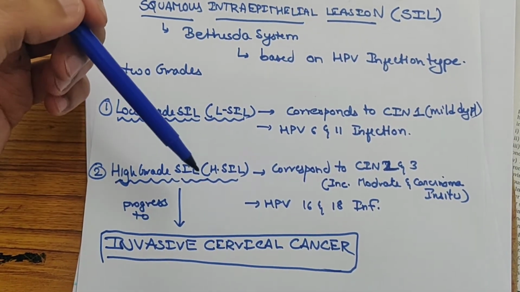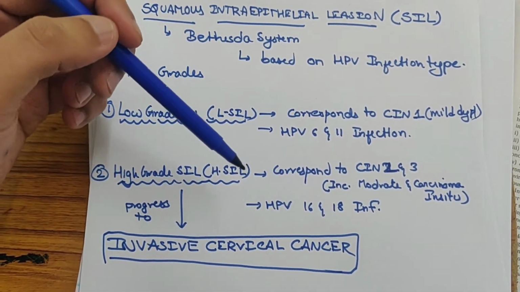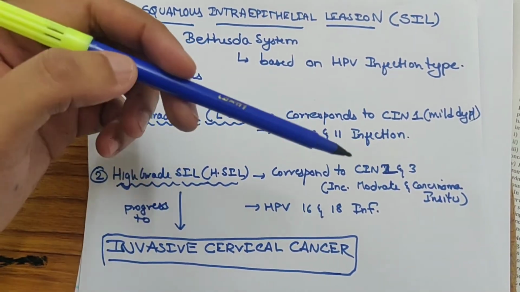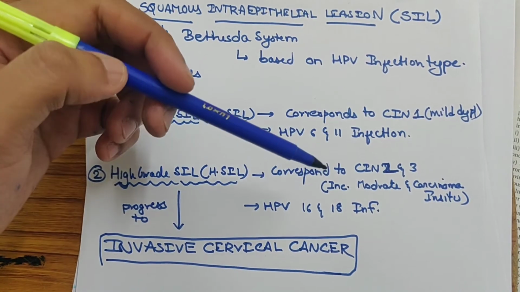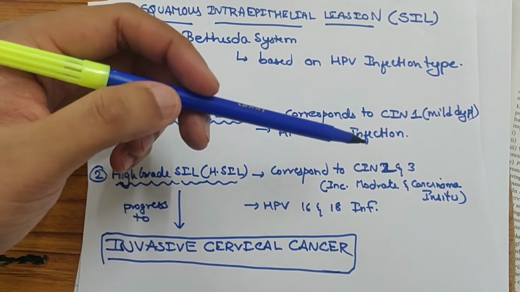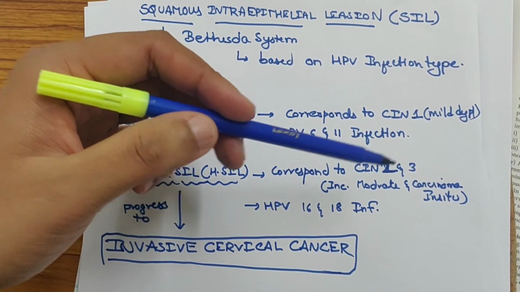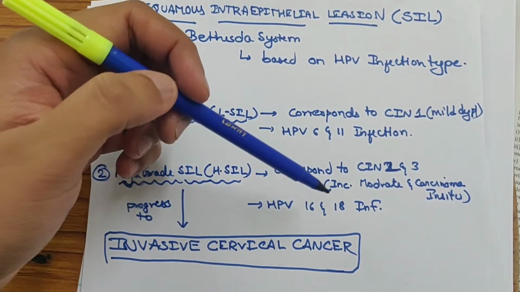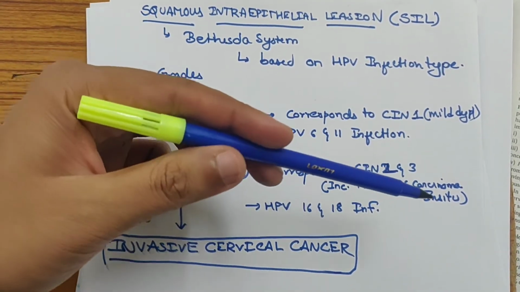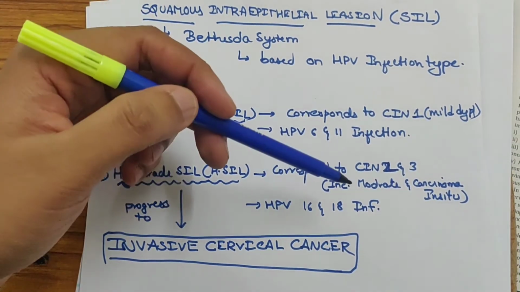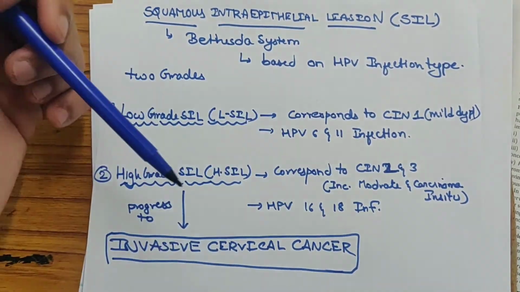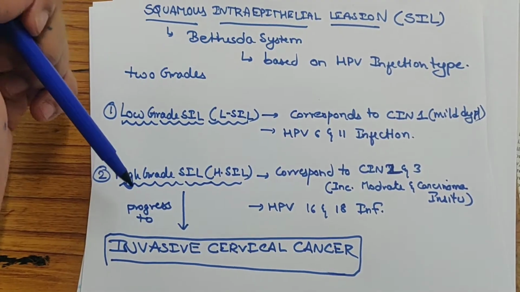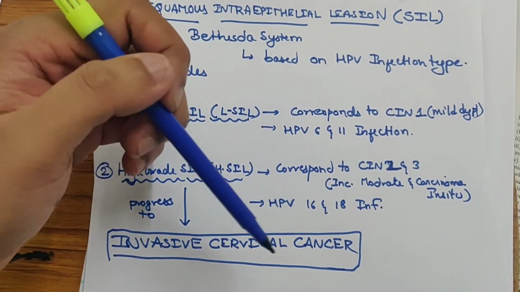High grade SIL, that is HSIL, corresponds to CIN2 and 3, which means in CIN2 there is about 1/3 to 2/3 involvement, and in CIN3 we have full thickness involvement. So it includes moderate dysplasia and carcinoma in situ, which involve HPV infection 16 and 18. So this can progress to invasive cervical cancer.